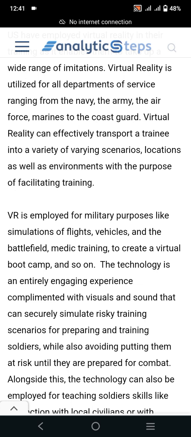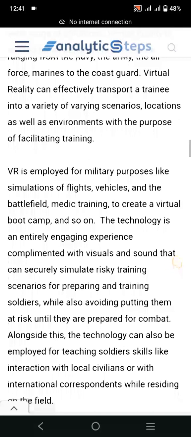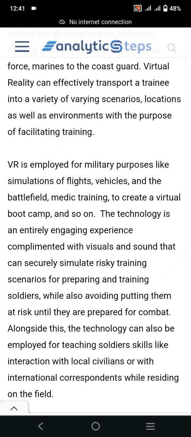The technology is an entirely engaging experience complemented with visuals and sound that can securely simulate risky training scenarios for preparing and training soldiers while also avoiding putting them at risk until they are prepared for combat. Alongside this, the technology can also be employed for teaching soldiers skills like interaction with local civilians or with international correspondents while resident on the field.